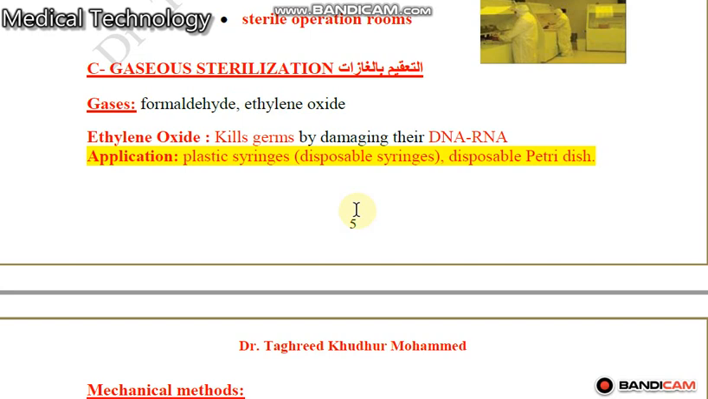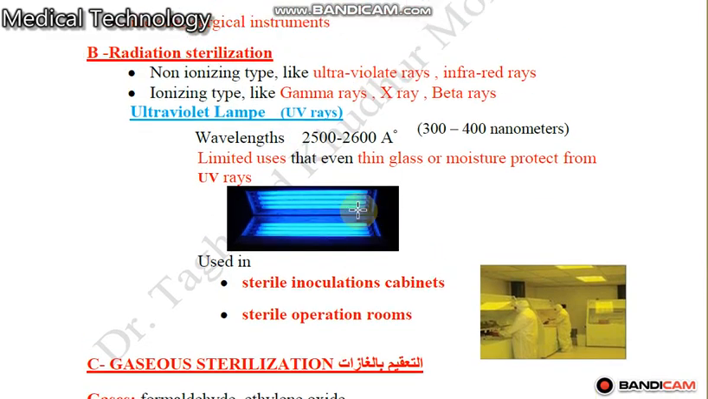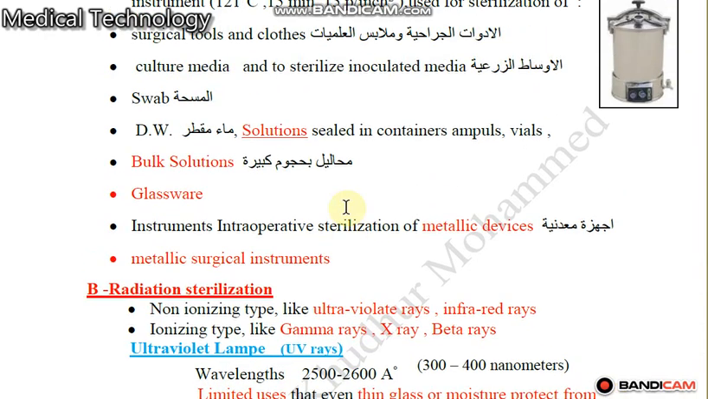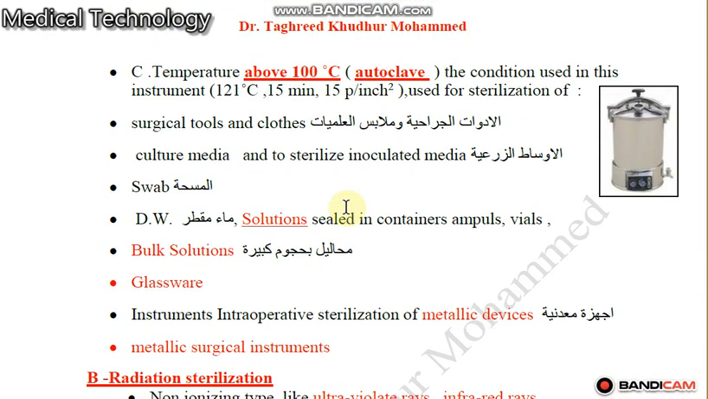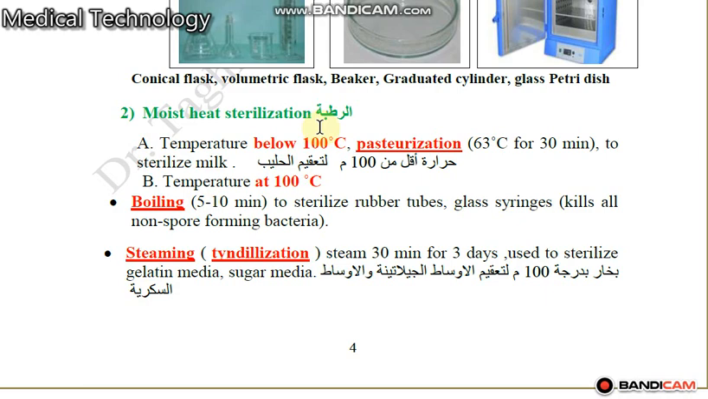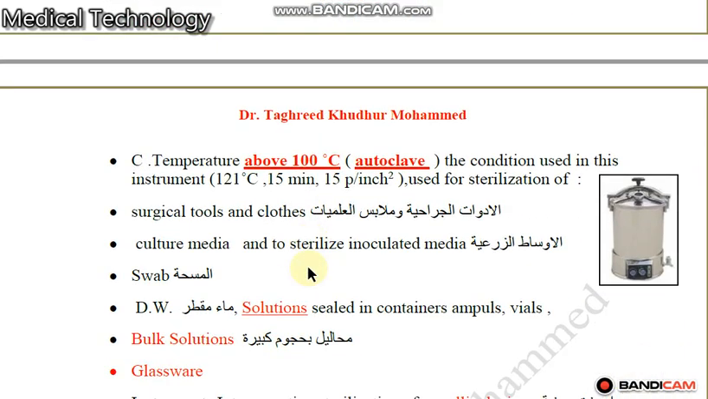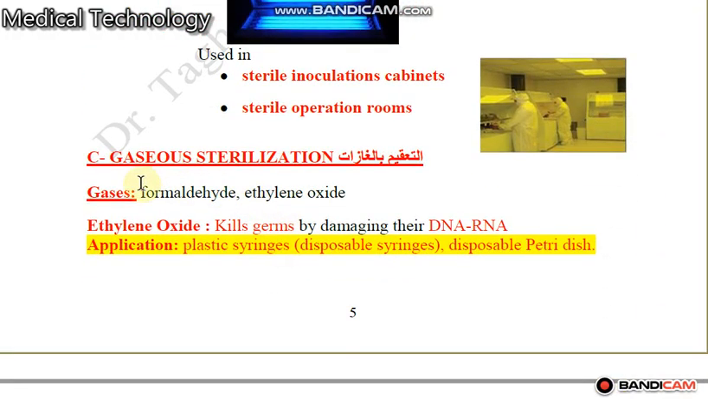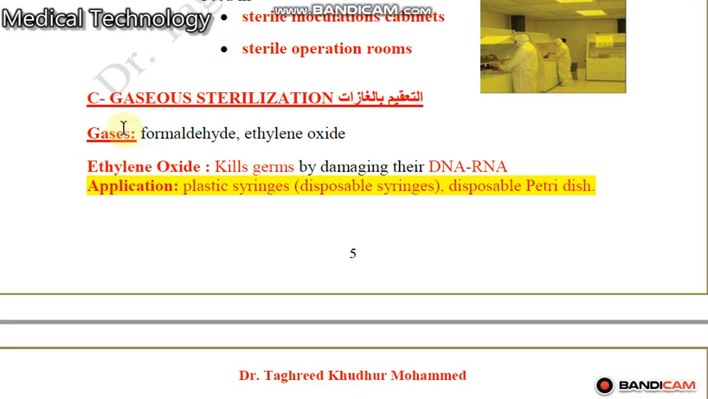In the last part, we explained about the moist heat sterilization and radiation sterilization, and now we continue to explain the third type of physical method of sterilization, which is gaseous sterilization.